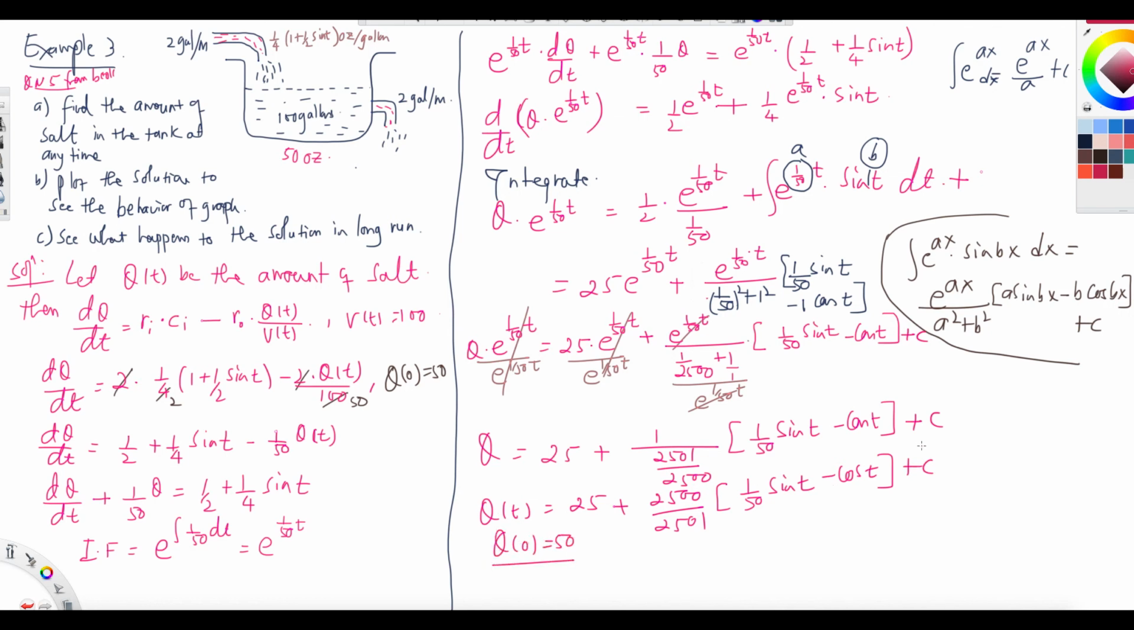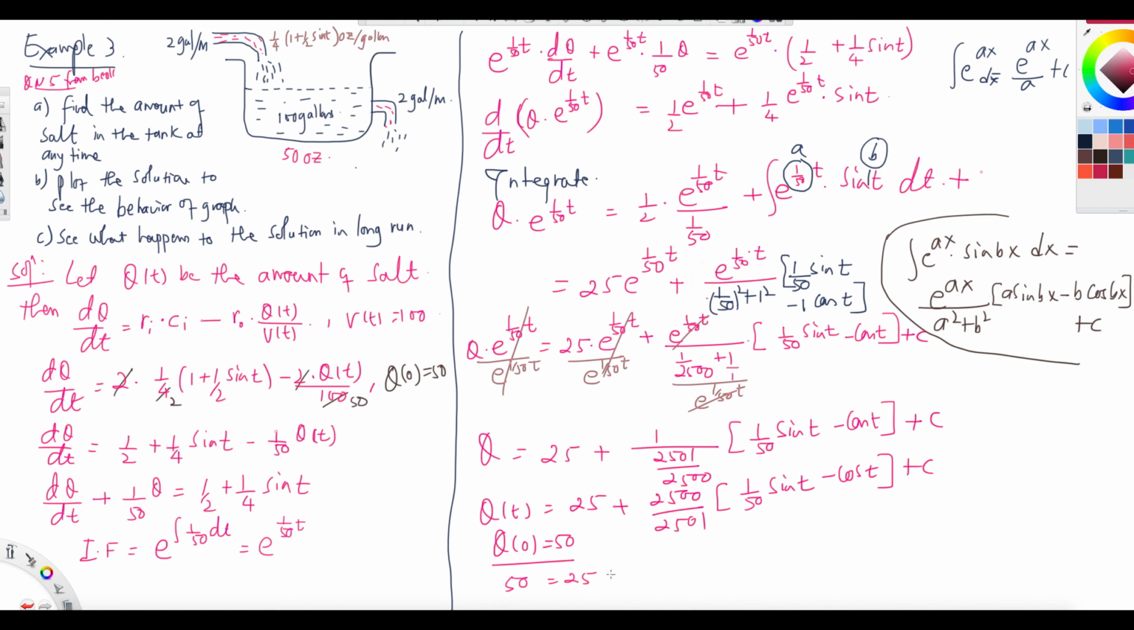What do you get? So plug in 0 for all the t. This will be 0, cosine 0 will be 1, and then this is 25. So you will get 50 equals 25.